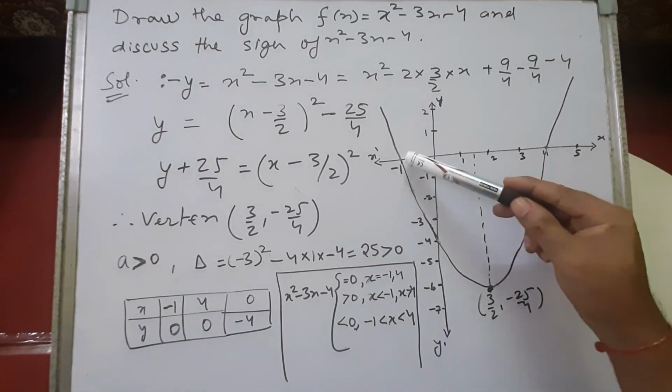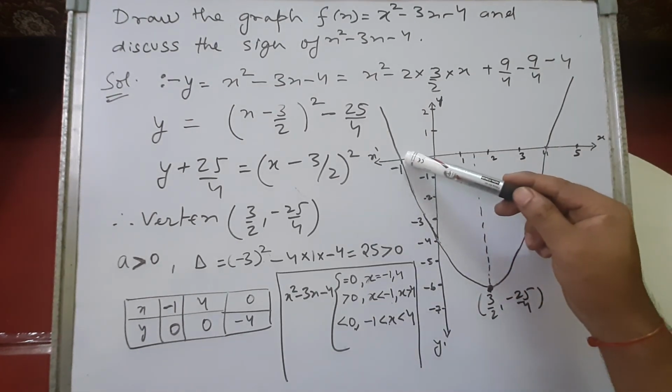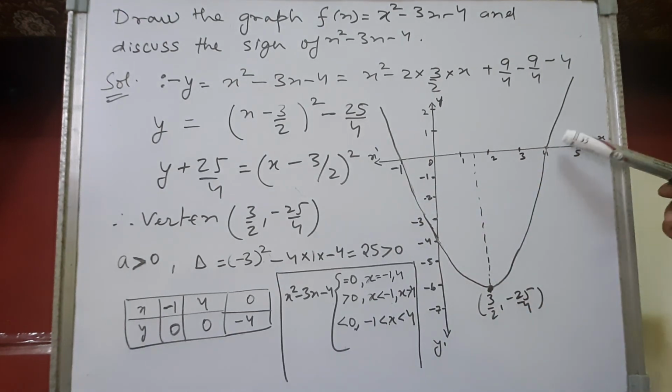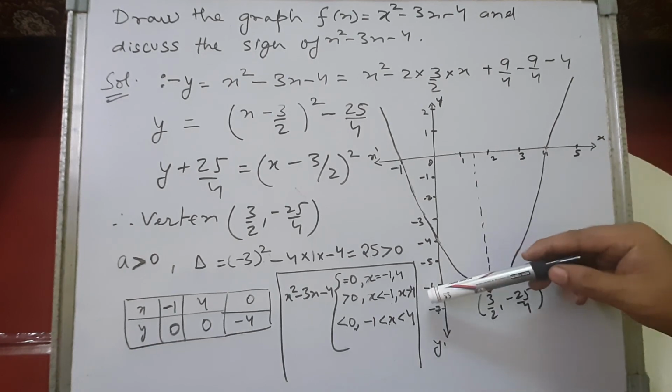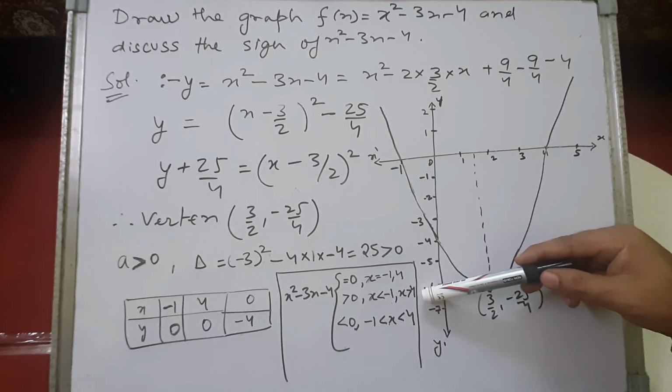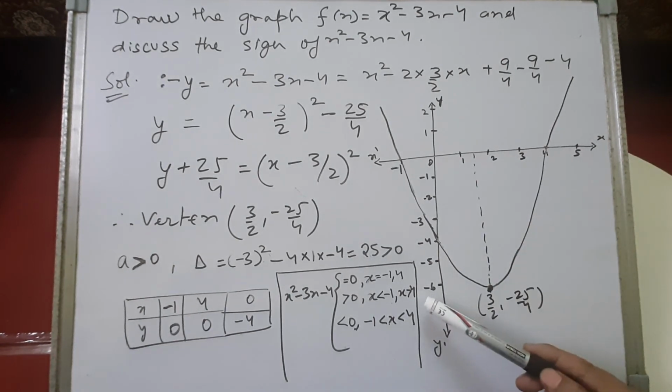When x is smaller than -1 and greater than 4, the value of the curve is above the x-axis. So we can say that x² - 3x - 4 is greater than 0 for x less than -1 and x greater than 4.